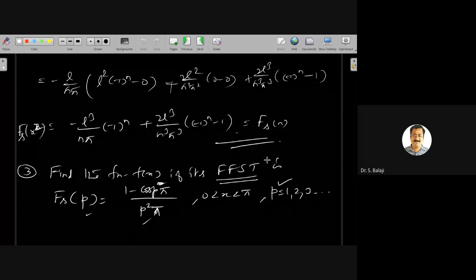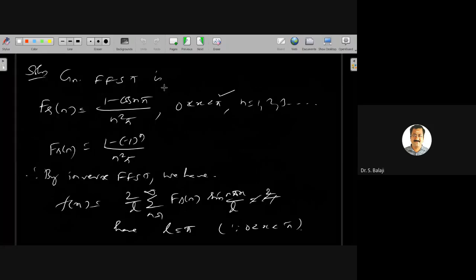Generally we use the notation FFST for finite Fourier sine transform, meaning Fs of n. But instead of Fs of n, they have given Fs of p. Therefore, instead of n, they have given p. Or we can change it to n, no problem. n takes values 1, 2, 3, and p takes values 1, 2, 3. Therefore, here Fs of n equals 1 minus cos n pi by n square pi, where cos n pi is minus 1 whole power n. FFST is given. From this, you have to identify f of x by inverse.